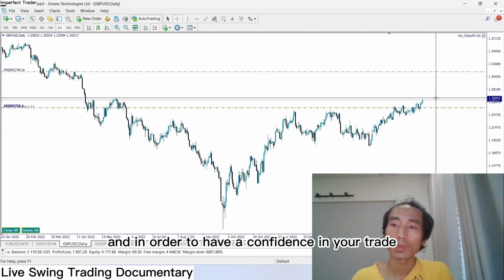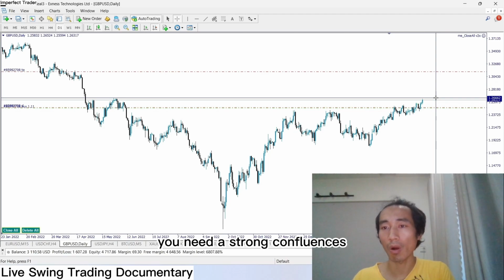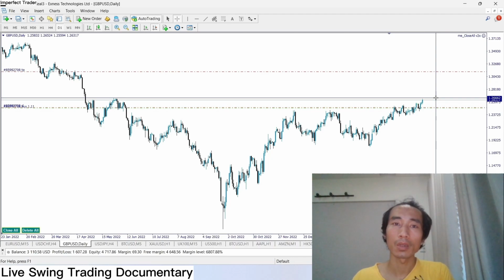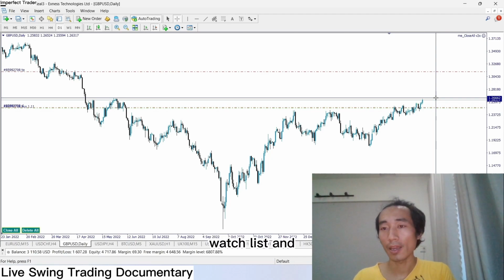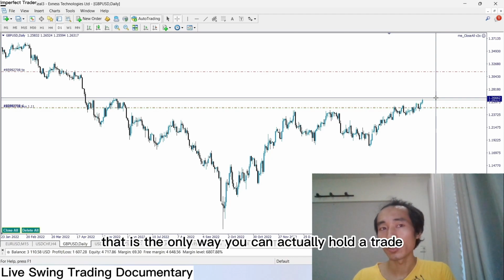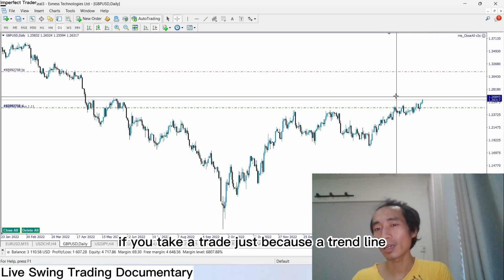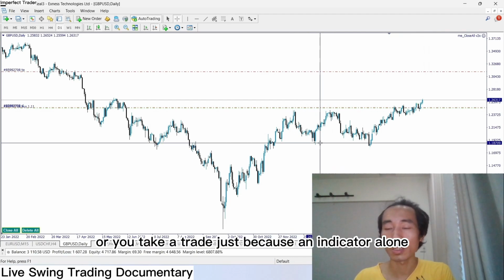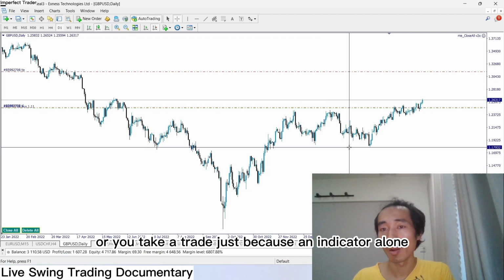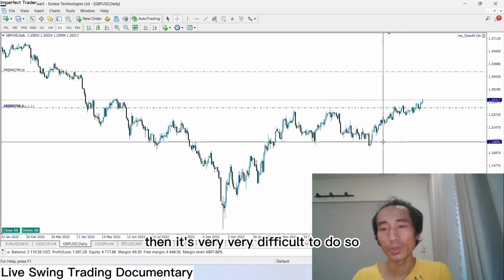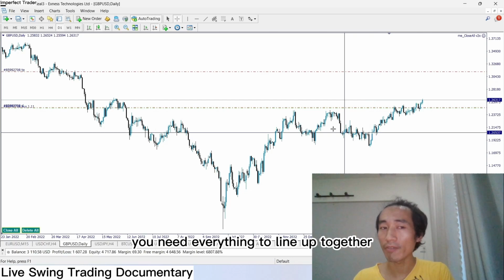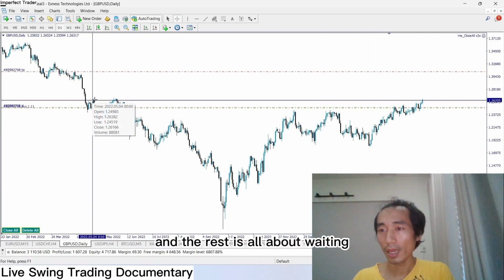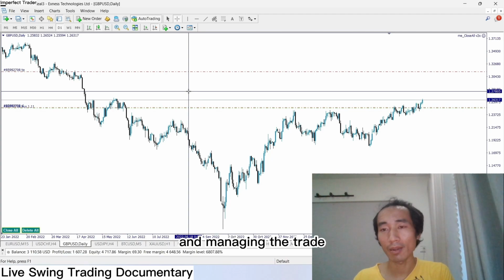And in order to have confidence in your trade, you need strong confluences. You need time to observe your watch list, and that is the only way you can actually hold the trade. Because if you take a trade just because of a trend line, or just because of an indicator alone, then it's very difficult to hold. You can do so in scalping, but in swing trading, you need a bigger picture. You need everything to light up together, and the rest is all about waiting and managing the trade.